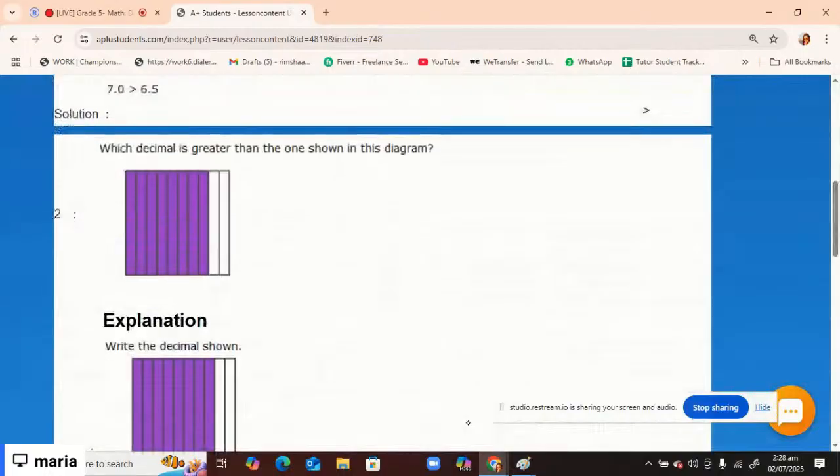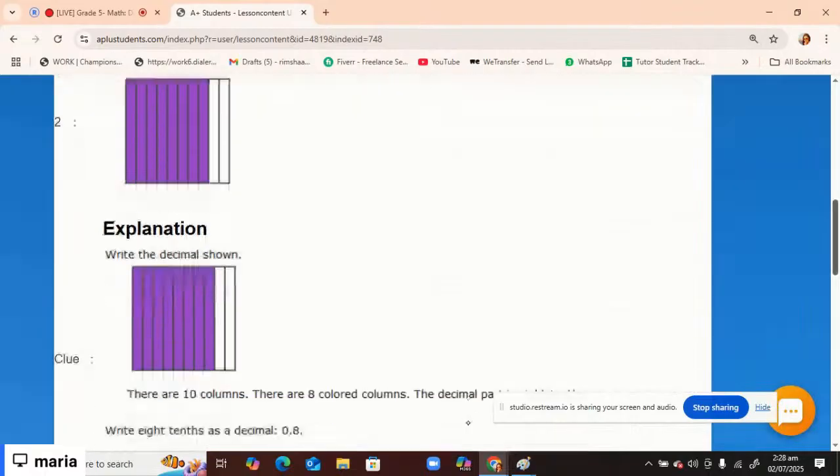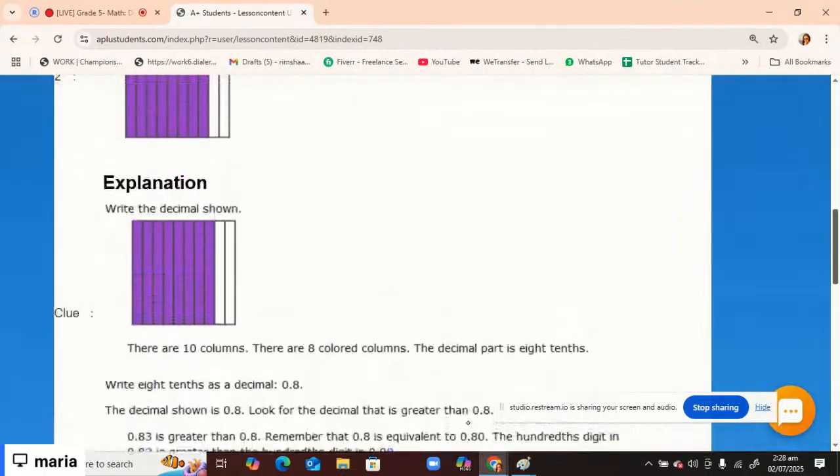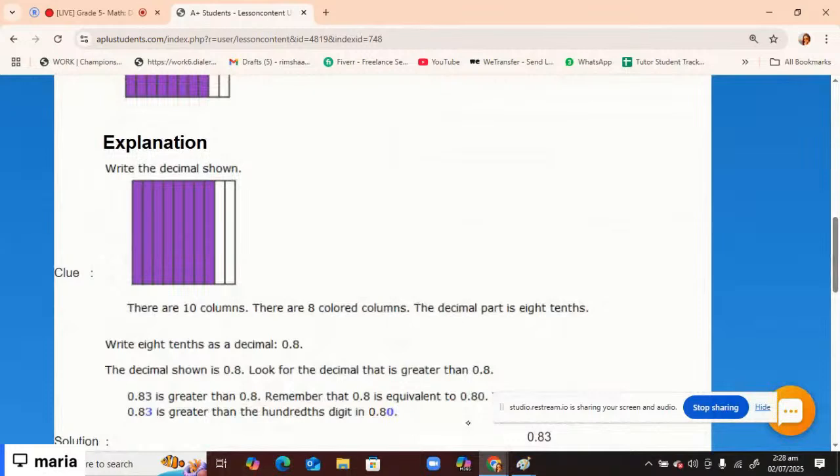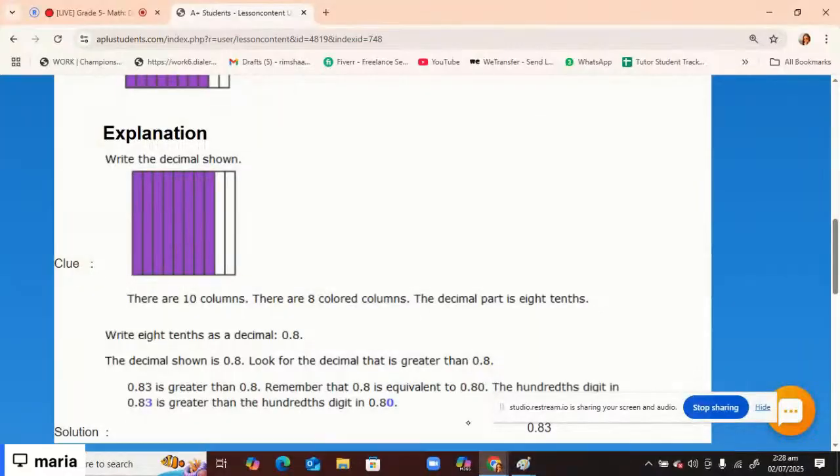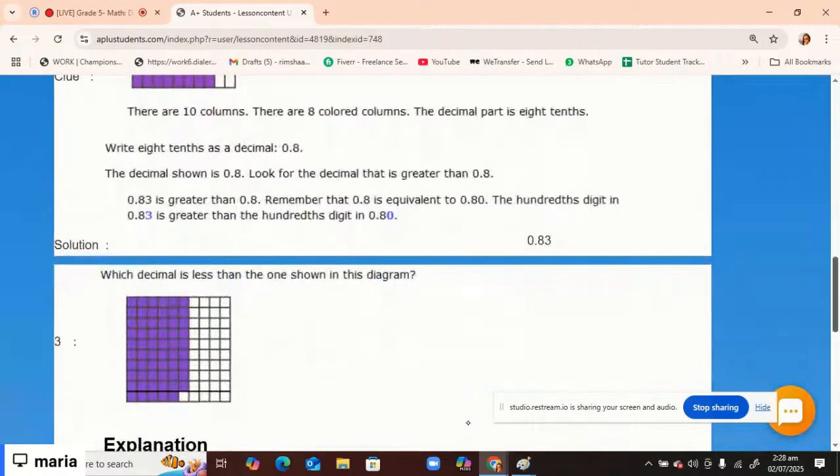Which decimal is greater than the one shown in the diagram? Look here, how much total value is in this diagram? There are a total of 10 columns: 1, 2, 3, 4, 5, 6, 7, 8, 9, 10. How much is colored? 8 are colored and 2 are not colored. So the decimal part is 0.8, because when you divide 8 over 10, this should be 0.8. All right, so that is your answer, basically 0.8.